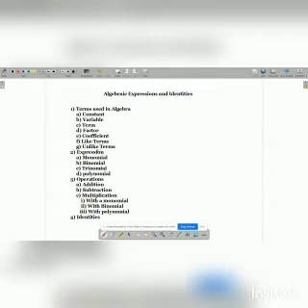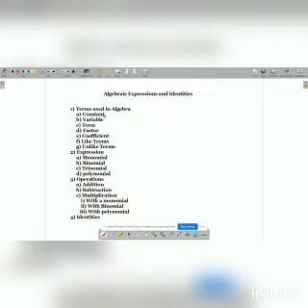And what is an expression? Types of expressions: monomial, binomial, trinomial, polynomial, and operations of algebra, meaning addition. Let us see one by one. First, we will see about terms used in algebra.